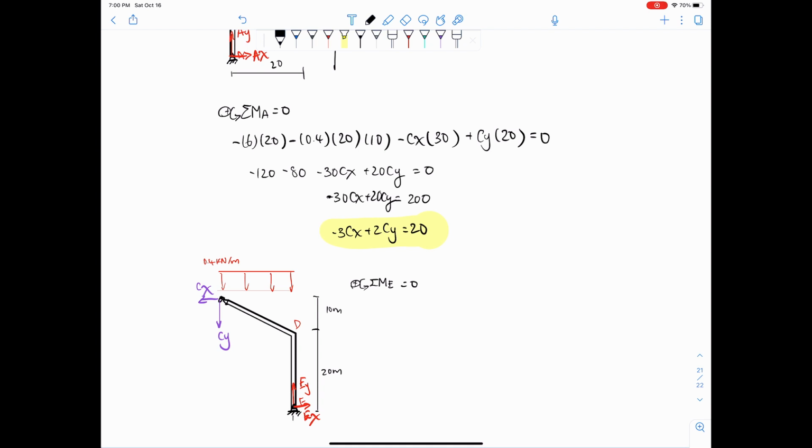This side's just slightly easier. We have only 3 forces to account for. So let's go with the 0.4 kilonewtons first. 0.4 times this distance is 20.